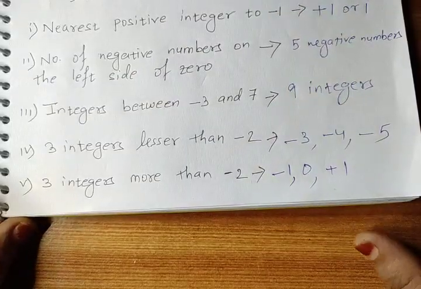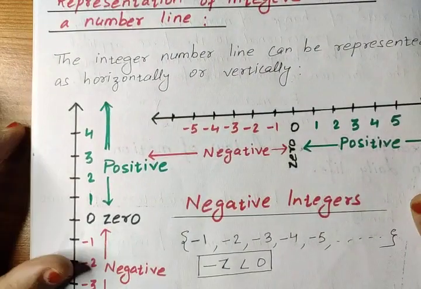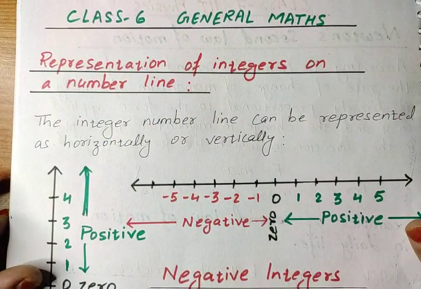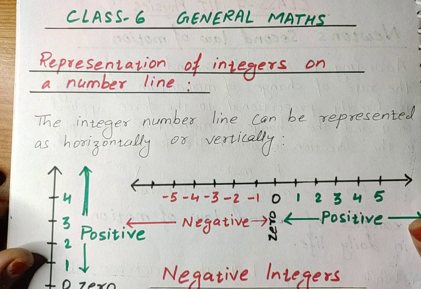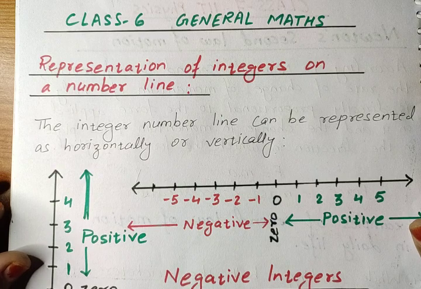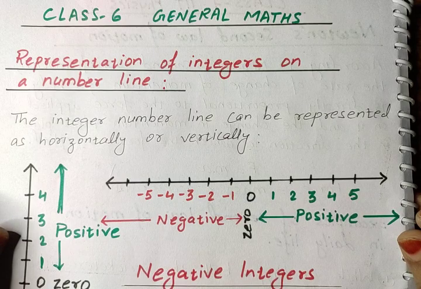Okay, so today's class what we learned? We learned about representation of integers on number line, and we saw some questions based on integers on number line. Very important children. Integers is a very important chapter. So this is a chapter where you have to give more interest and time.